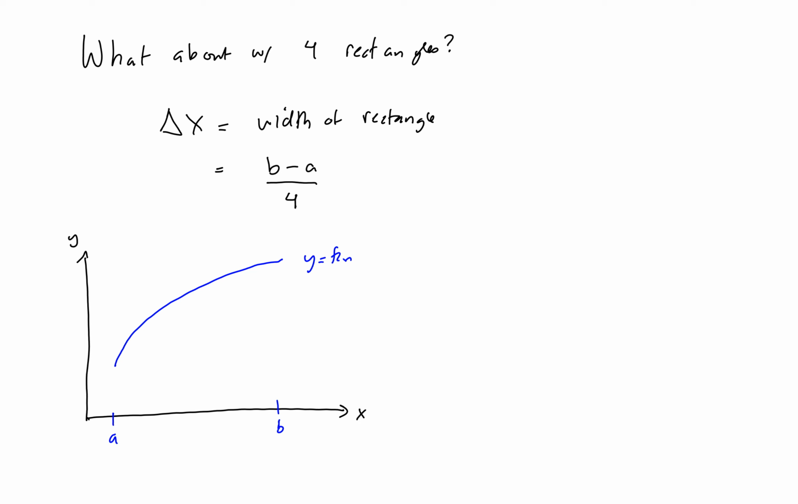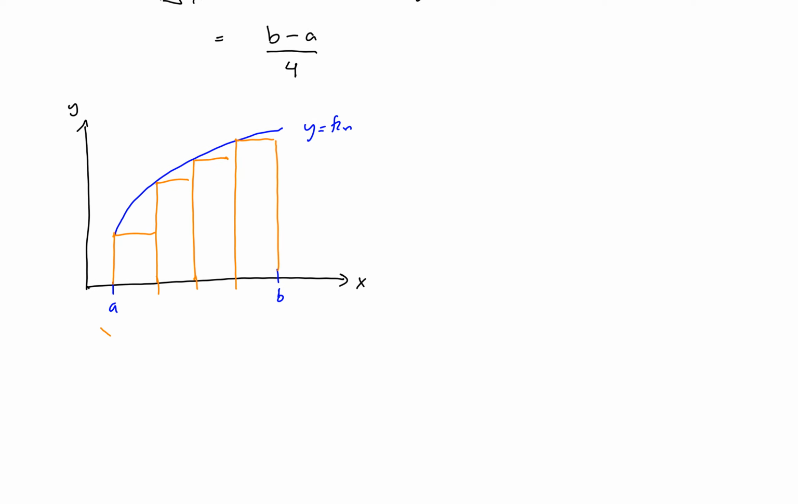And now I want to break this up into 4 pieces. So if I use left endpoints, my rectangles will look like this. And so what would these be? Well, let's call this x0, x1, x2, x3, and x4. So x0 is equal to a.